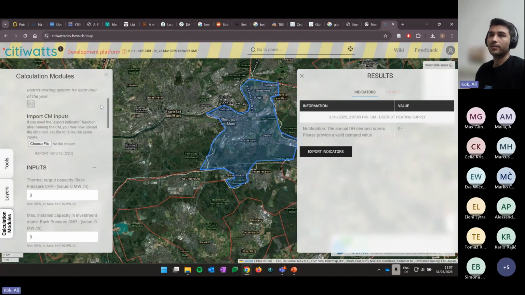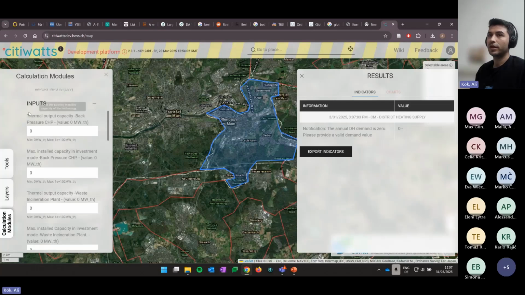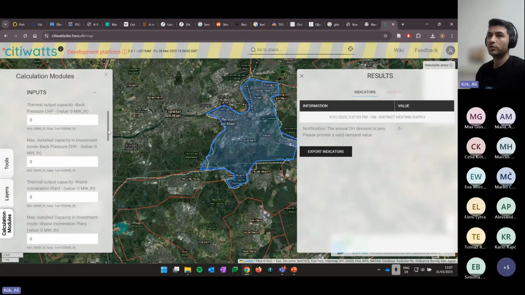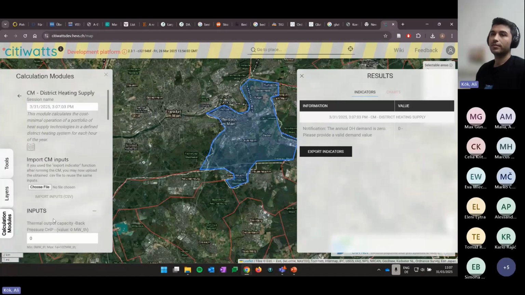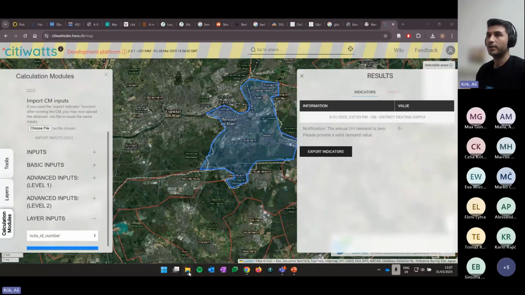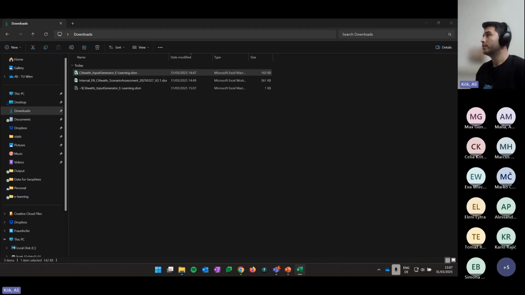But as you can see, here we have many repetitive inputs, like the thermal output capacity, the installed capacity for each technology, and the maximum capacity for each technology. This is repeated for each technology, so it's not very quick to fill in here. That's why we came up with this input generator. It's a macro file.